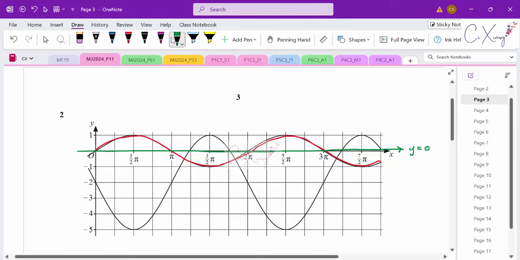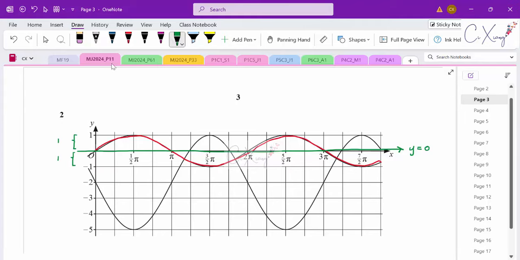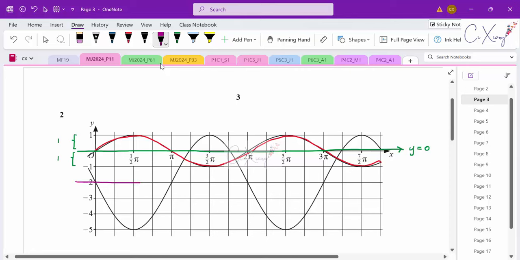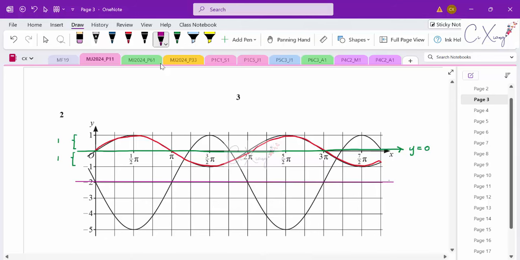How I know that this is the center line is because above the center line you have 1 unit for the curve of sine x, and below you also have 1 unit of the curve of sine x. If you look at the transformed curve, where's the center line? We can see that there are 1, 2, 3, 4, 5, 6 boxes in total. Therefore, the center line should be here. So this is the center line for the new graph, which is y equals -2.